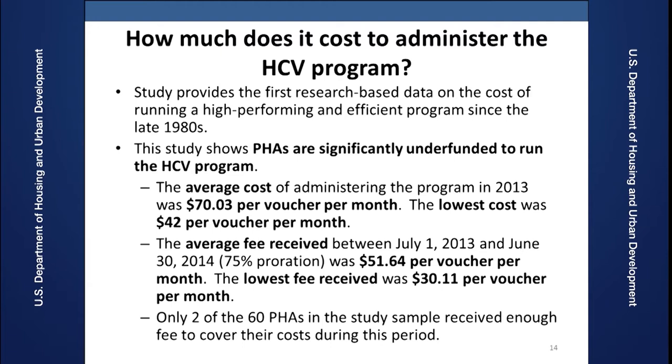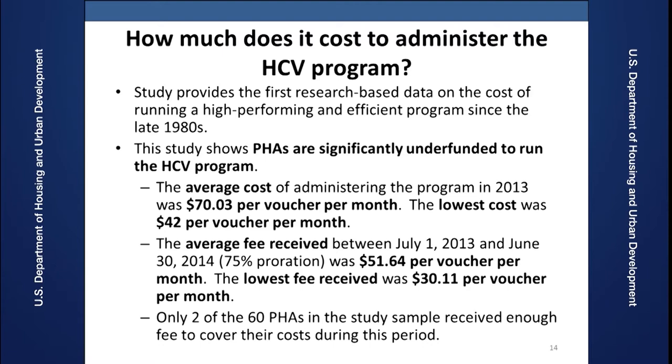So the headline of what we show is that PHAs are significantly underfunded to run the program. The average cost of administering the program in 2013 was about $70 per voucher per month, and the lowest cost was about $42 per voucher per month. As a point of comparison, the average fee received during this period was about $52 per voucher per month, and the lowest fee was about $30 per voucher per month. So this was a period where the average proration over these two halves of a year was about 75%.